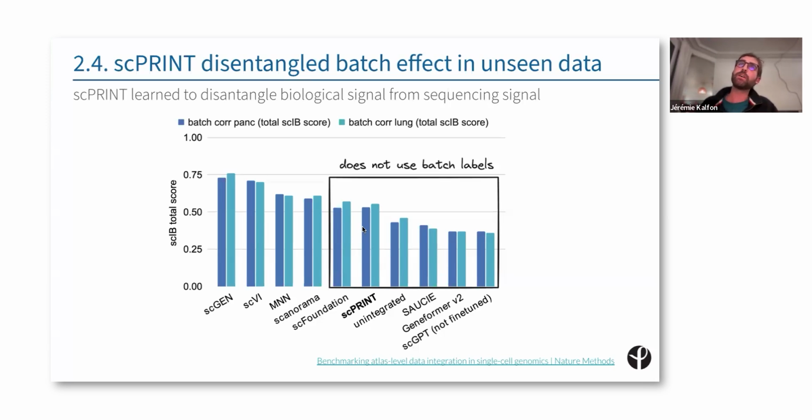But one thing to know is that there is a big difference between those models here and those ones, because the models here don't have any information about the batch label, so they don't know which of the single cell data you get is from a different sequencer or not. They just get raw sequencing data and predict an embedding. And also they don't train on the test data set.